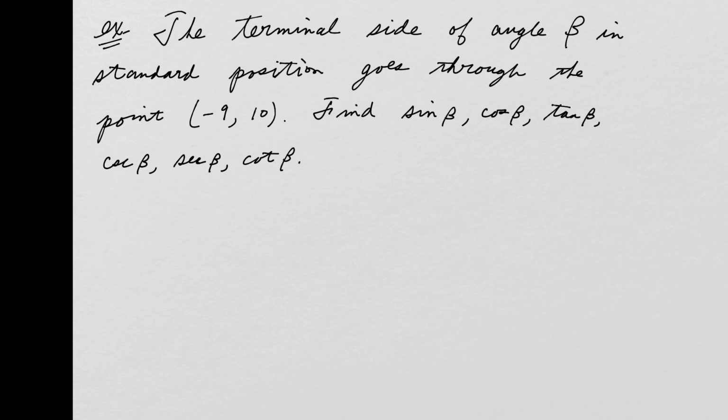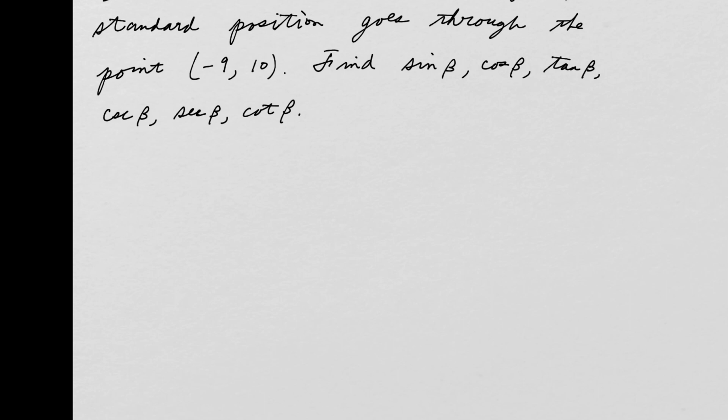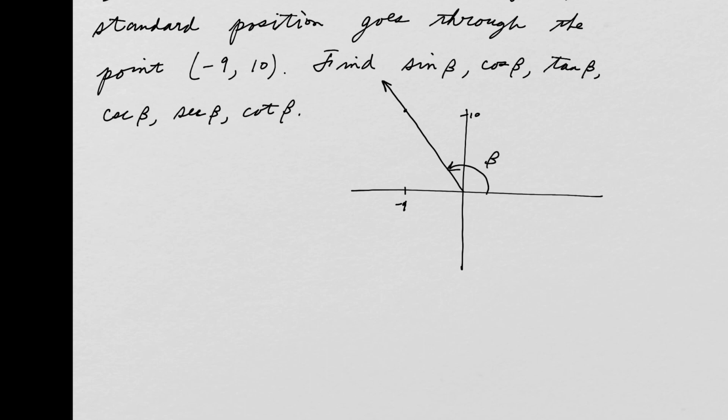Okay, so draw a picture. So here's my picture. If I know that the angle goes to the point negative 9 comma 10, so if this is negative 9, let's say this is 10, this would be the point. So we're told that the angle goes through that, so this must be the angle beta. It's in standard form. So this point right here is negative 9 comma 10. So that's like my x and y value. And then we could also figure out r too.